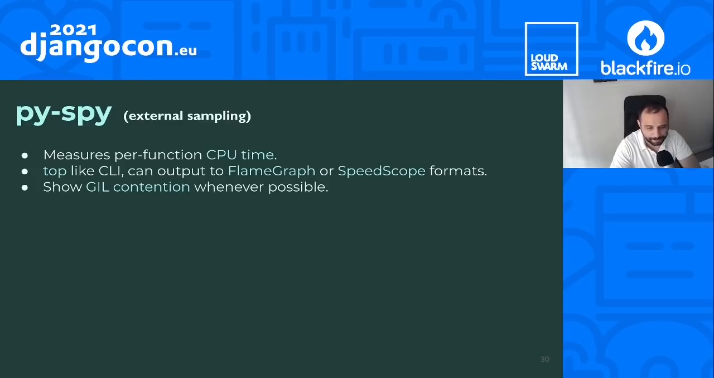And py-spy is an external sampling profiler, which we have talked about before, and that means you can attach to any running Python application and dump traces on the fly with a top-like command line interface. And if your application is multi-threaded, for example, it can also show you how much time your application waited on the GIL, which is a unique feature. If you have ever wondered whether multiple threads are suffering from GIL contention, you can use py-spy to detect this easily. It can output to flame graph or speedscope formats.